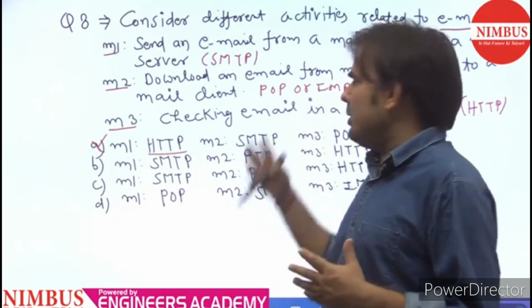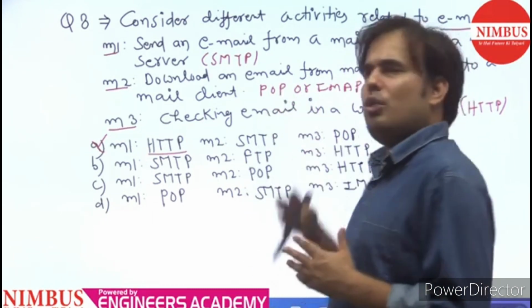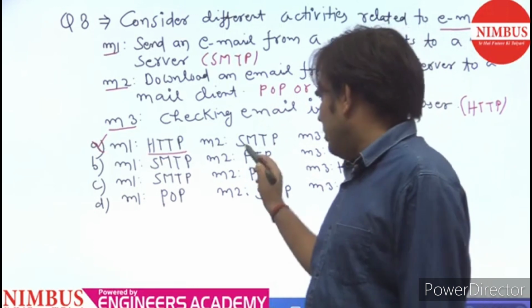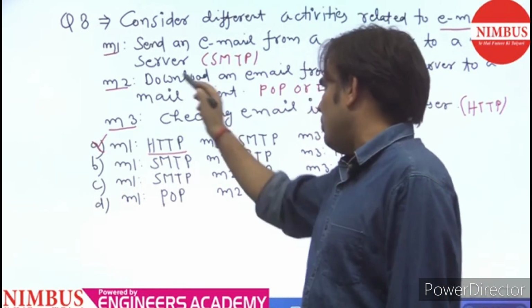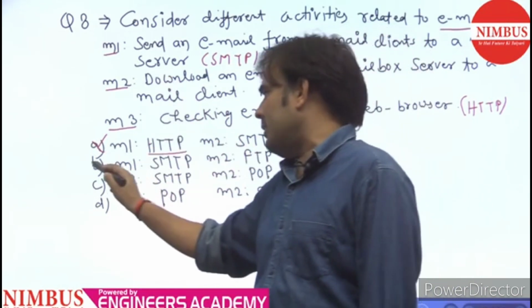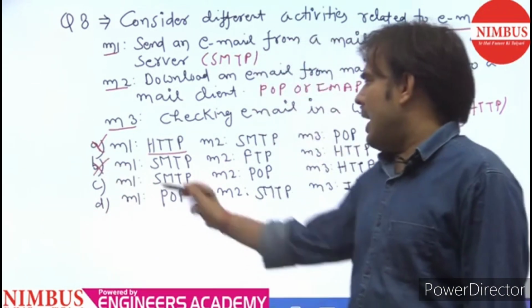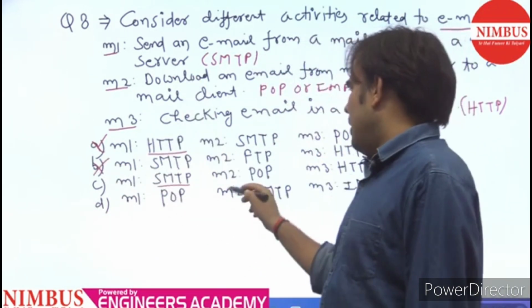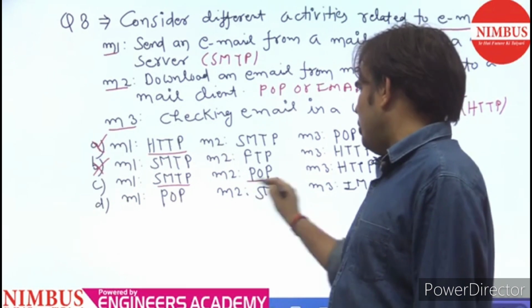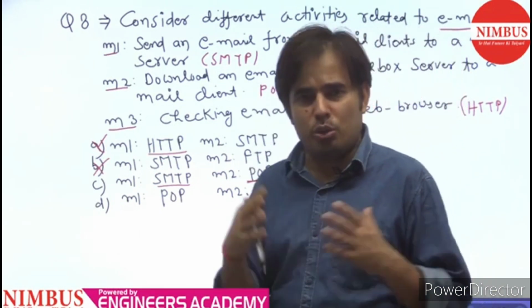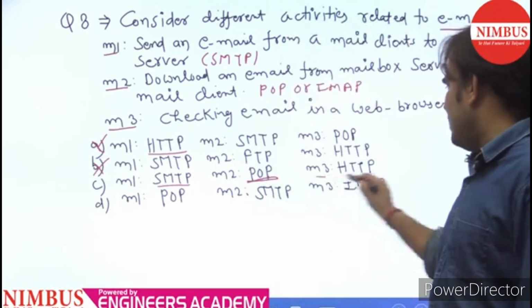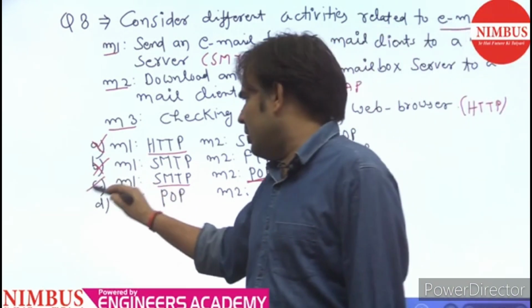Protocols means we can use POP, or you can use IMAP. Yes. So that's why using FTP in M2 activities is also a wrong option. M1, yes, SMTP, yes. M2, yes, it is going to use POP, Post Office Protocol, to download the message. Yes. M3 is HTTP, yes. So which option is again correct here?